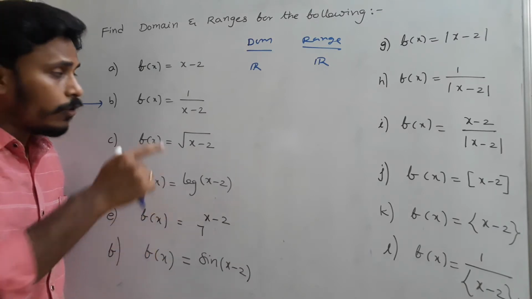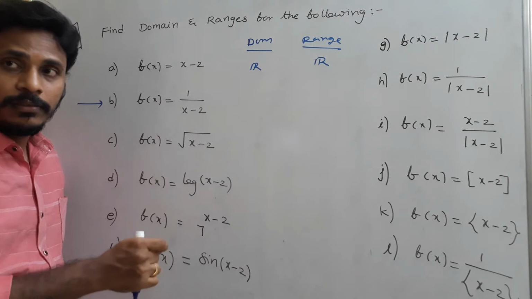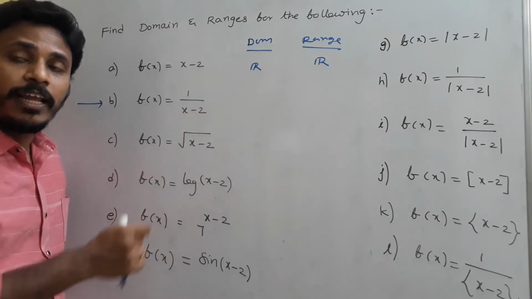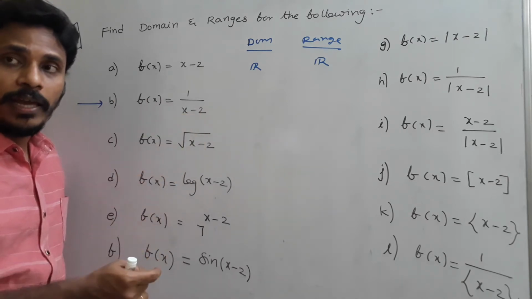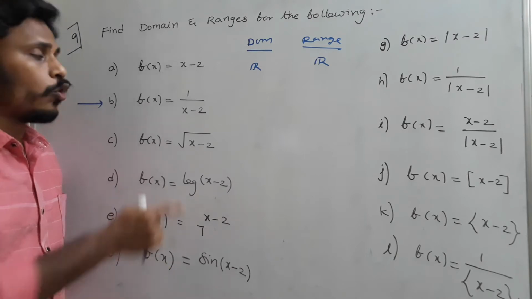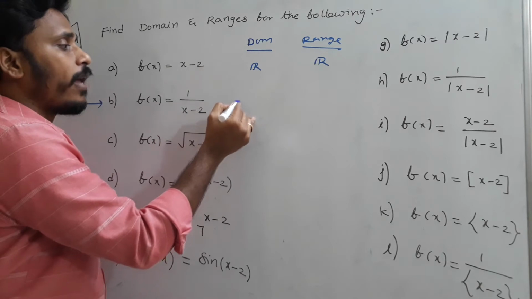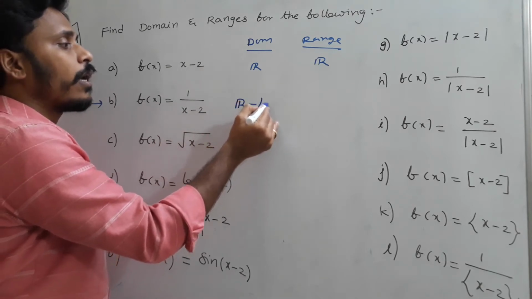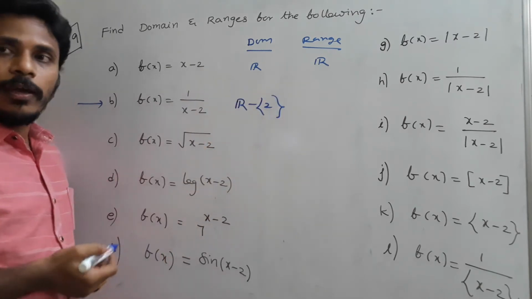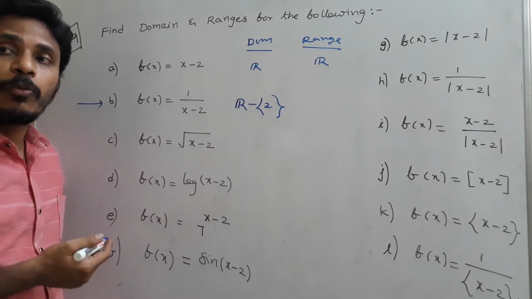So if you take 2 in the domain, then there is no corresponding element in the codomain, and that's why we need to eliminate 2 to make it as a function, and that's why for the second one the domain is all the real numbers minus 2. Okay, and the next thing, what you say about the range.